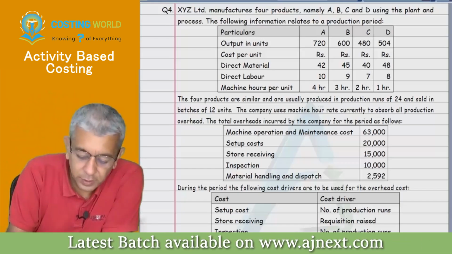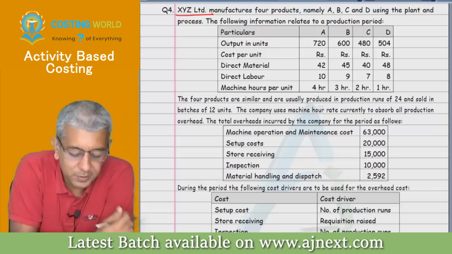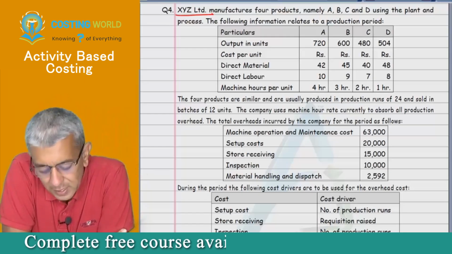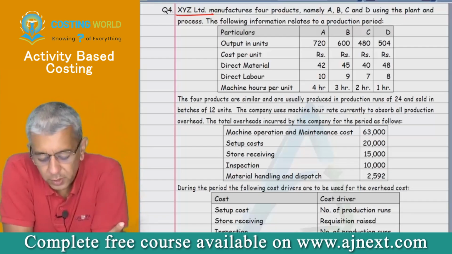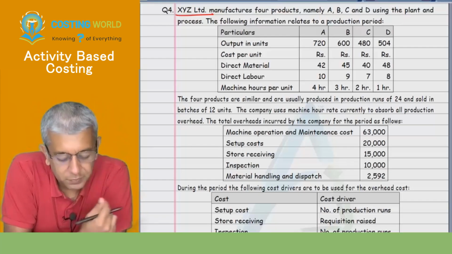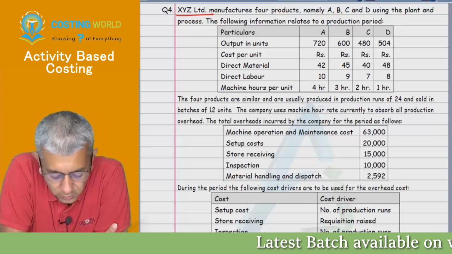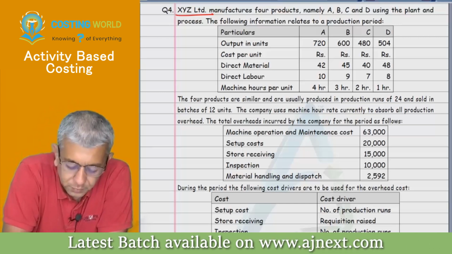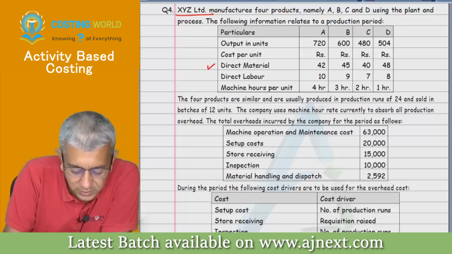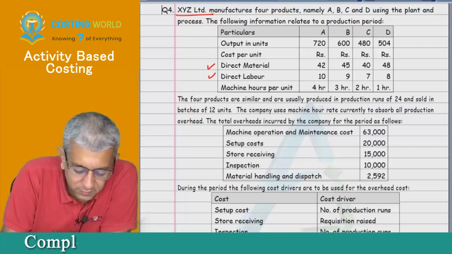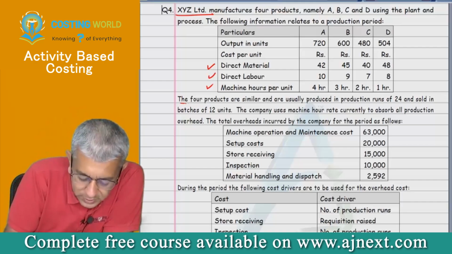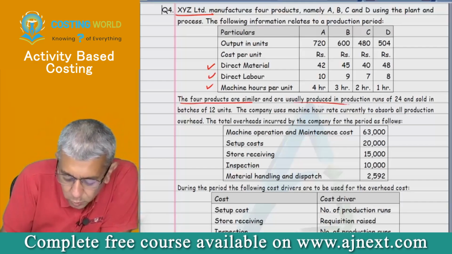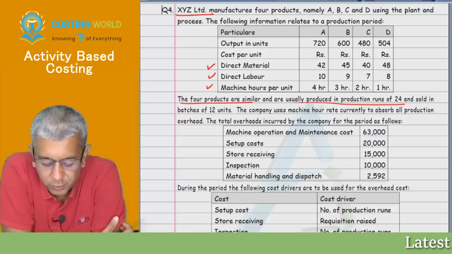Easy one. Read. XYZ Limited manufactures 4 products A, B, C, D using plant and processes. The following information relates to a production period. What data is given to you? Output in units, cost per unit. Direct material, like always, is given to us. Direct labor, like always, is given to us. Machine hours per unit is given to us. The 4 products are similar and, please underline, usually produced in production runs of 24.